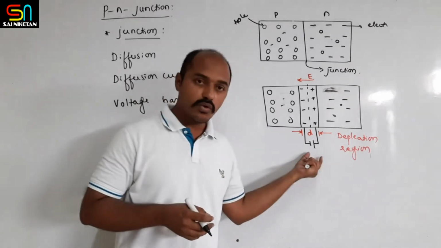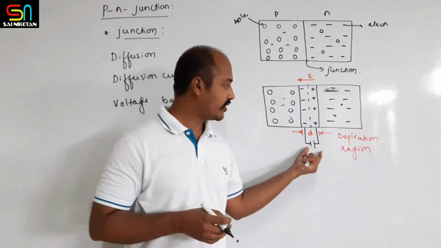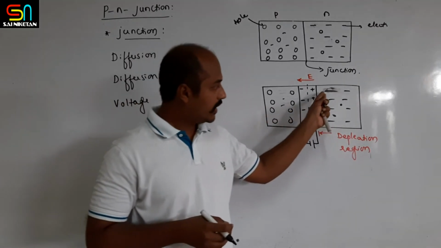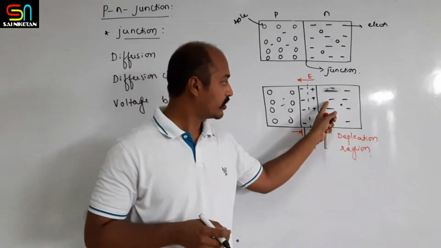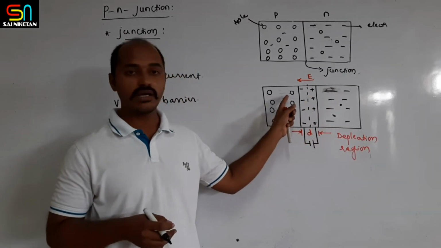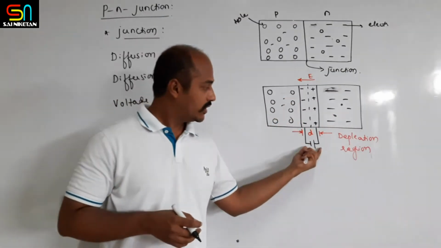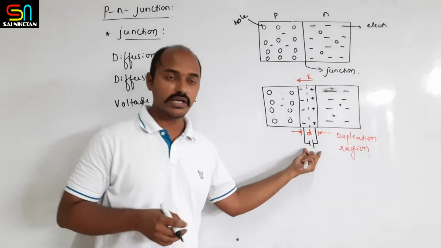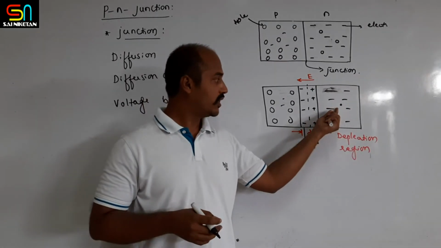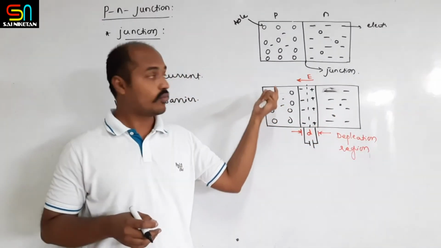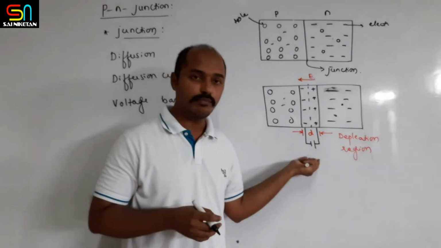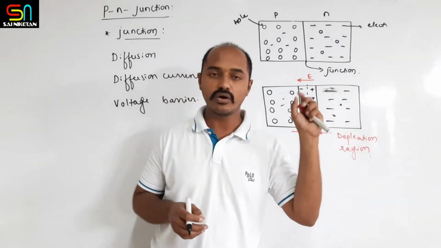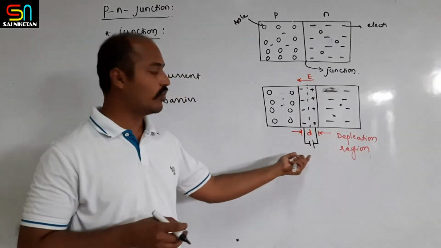Because of this barrier voltage, the electrons present here in the N region do not cross the junction and come here. Because of this voltage, electrons cannot move from the N region to the P region. Only some number of electrons can move. Once this voltage is built up, no further movement of the electrons is there. So this is what the voltage barrier.